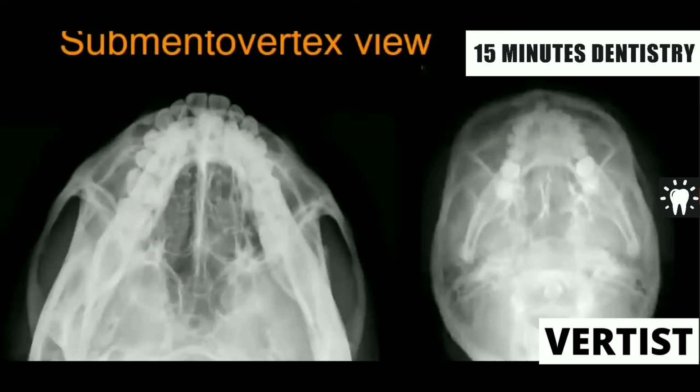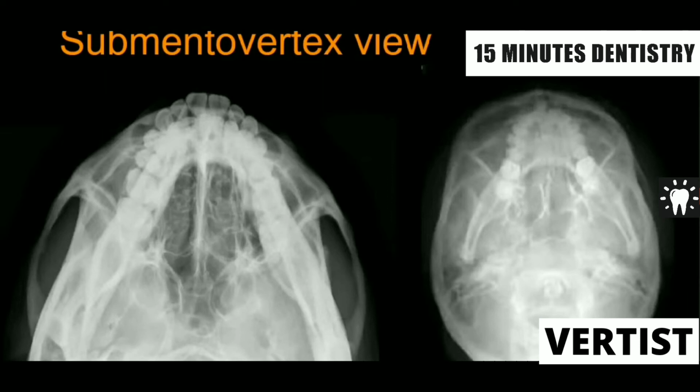Submento vertex, as you know, is a base of the skull view. Mainly we will take it for the zygomatic arch. This is routinely taken in general surgery to see the base of the skull. For us, it is routinely used for the ethmoid sinus. This submento vertex is an antero-posterior view. This will be asked in the viva: which is the AP view? Remember, the submento vertex is the AP view, where the cassette is placed behind the skull and the X-rays pass from the anterior side.